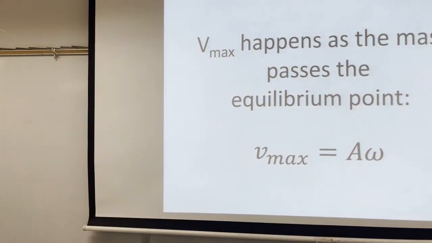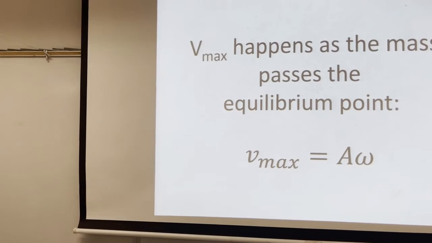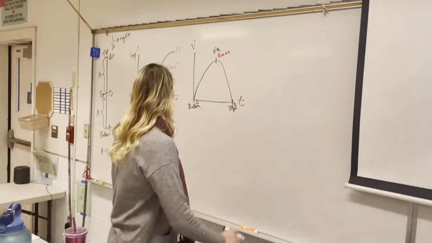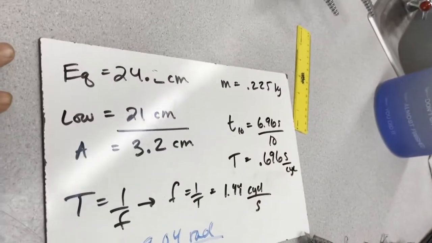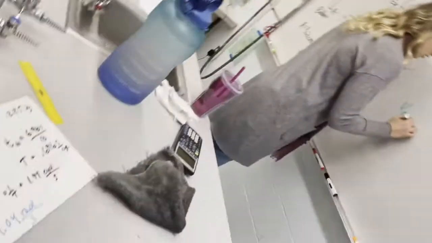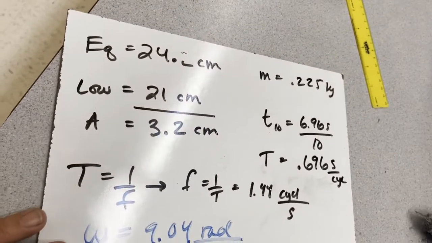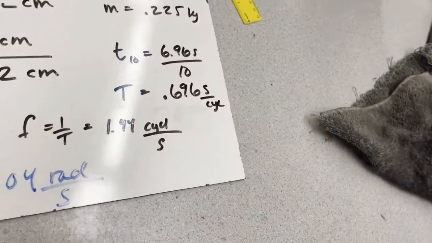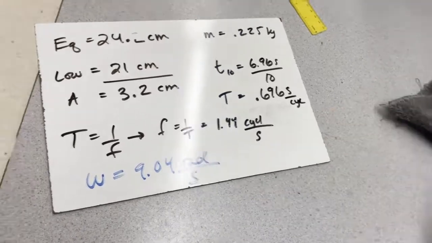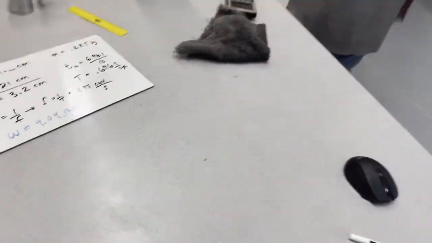Vmax equals the amplitude times the angular frequency. So we could calculate the velocity max based on our data. So go ahead and start doing that, ladies and gentlemen. I'm going to go ahead and do that right under here. So Vmax. The amplitude is 3.2 centimeters. And the angular frequency, did we do that? Yeah, we put it right there. 9.04 radians per second.